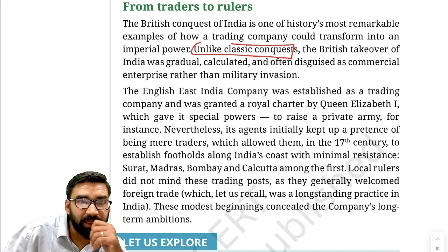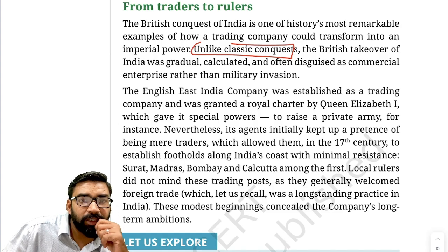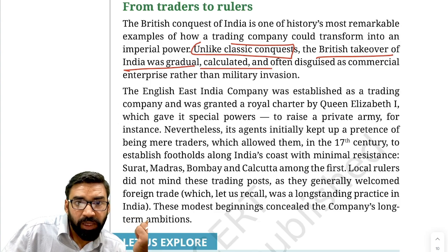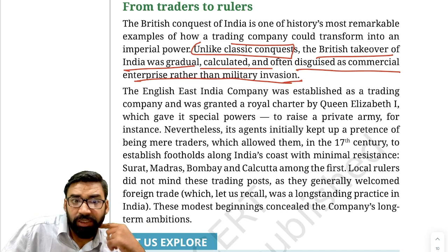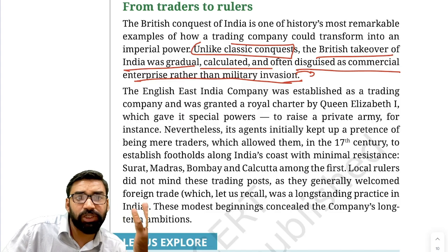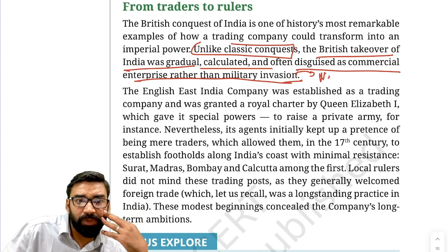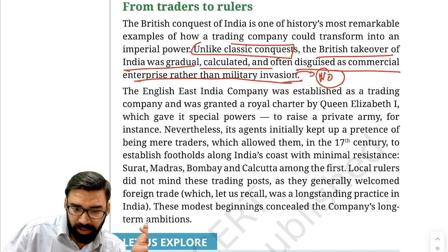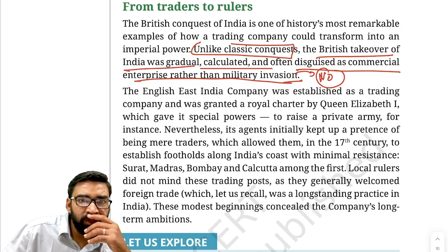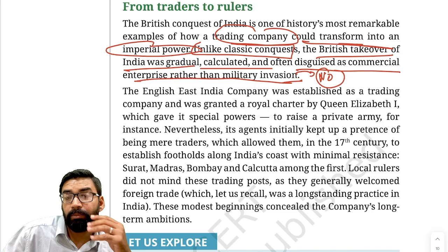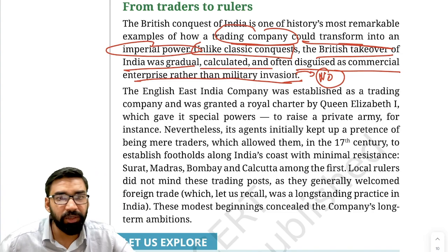Clear? Now, try to understand. The first thing is that the British took over India gradually. It was a calculated move, and they often disguised it as a commercial enterprise rather than a military invasion. They actually showed themselves as a company, as a commercial people. So their policy was no military invasion. Clear? Their move was gradual, a calculated move. In this way, you will see that a trading company transformed into an imperial power. This is how a trading company transformed into an imperial power.